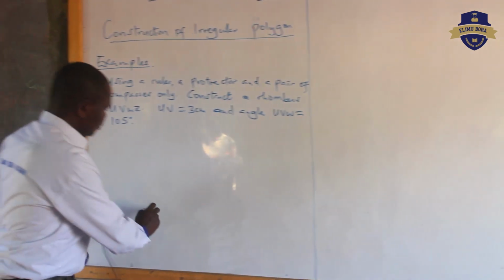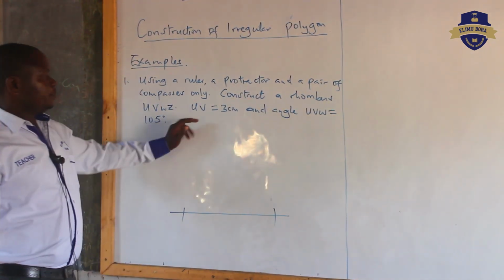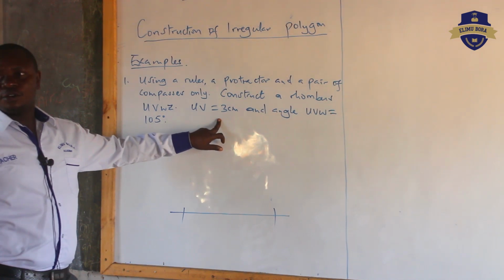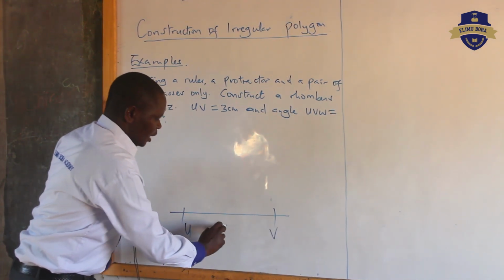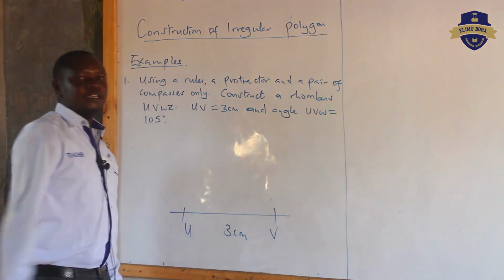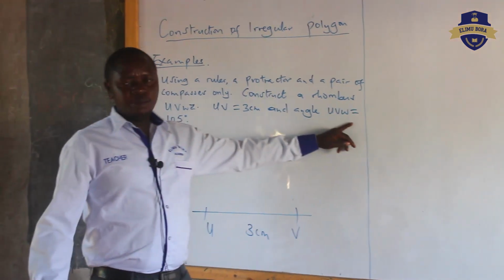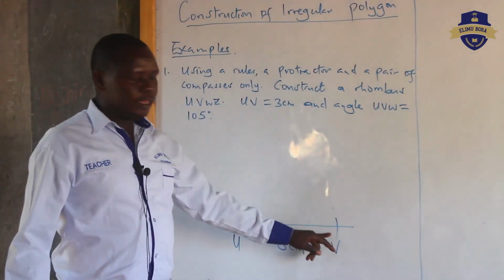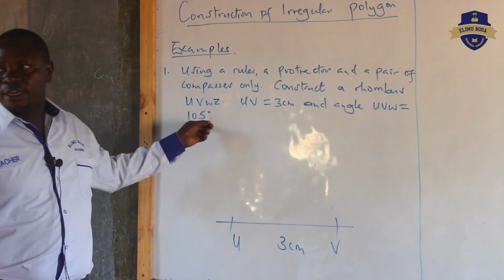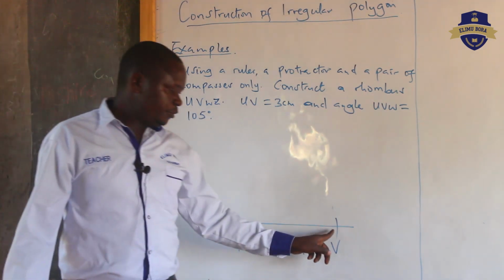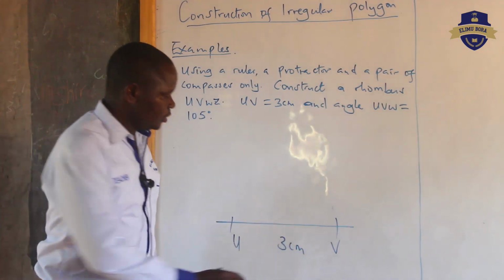So this is what we are going to do. The first step, you are supposed to construct which line? UV. So this is your point U, this is V, and it's going to be exactly 3 centimeters, isn't it? Now the angle UVW is exactly 105 degrees. So at point V, you come and construct 105 degrees.